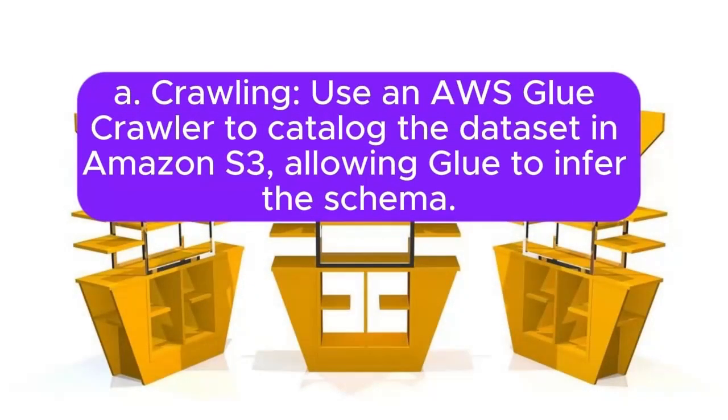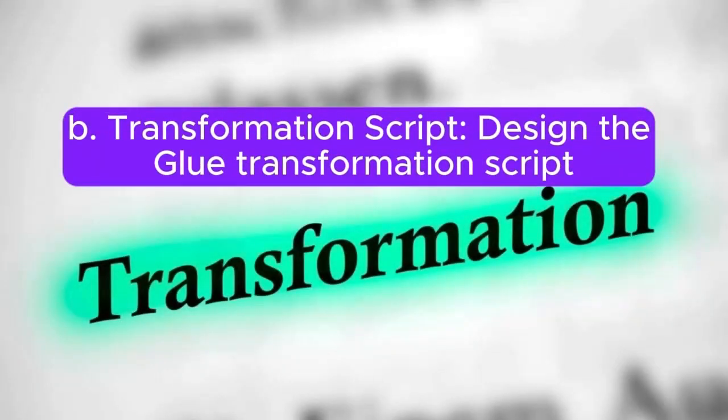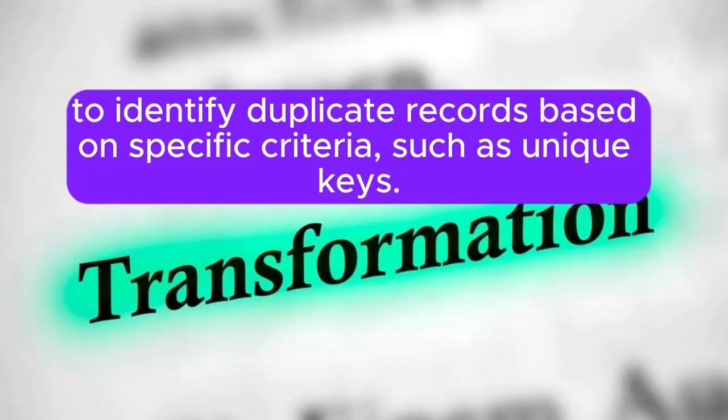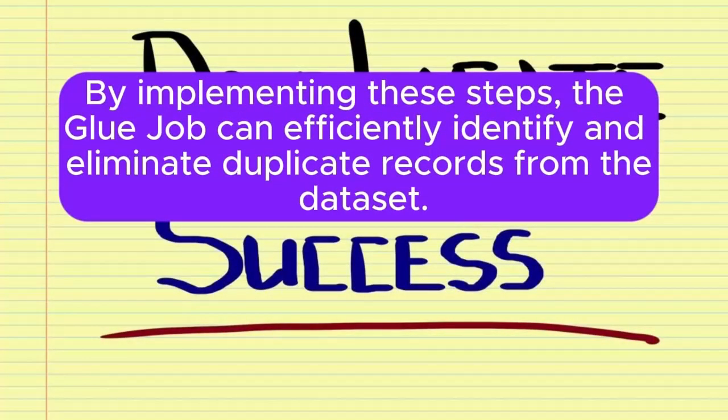A. Crawling. Use an AWS Glue crawler to catalog the dataset in Amazon S3, allowing Glue to infer the schema. B. Transformation script. Design the Glue transformation script to identify duplicate records based on specific criteria, such as unique keys. C. Dynamic frames. Utilize Glue's dynamic frames to efficiently handle duplicate detection and elimination, ensuring optimal performance. By implementing these steps, the Glue job can efficiently identify and eliminate duplicate records from the dataset.